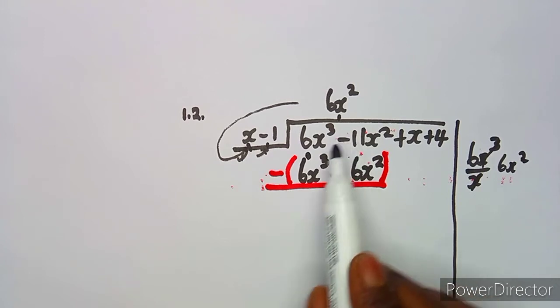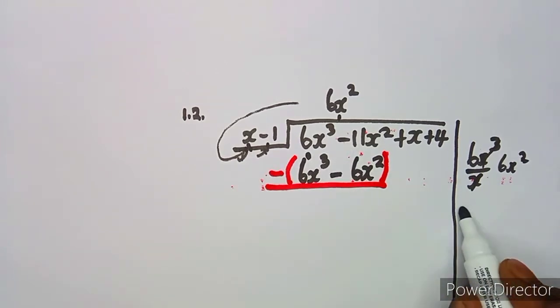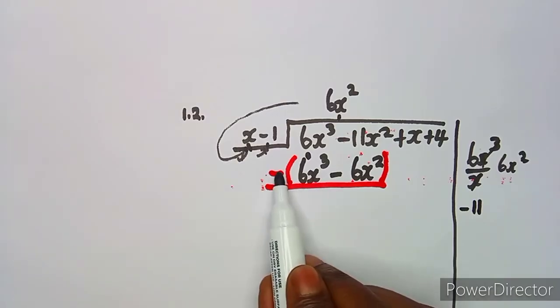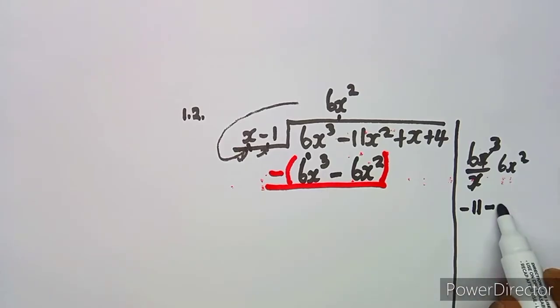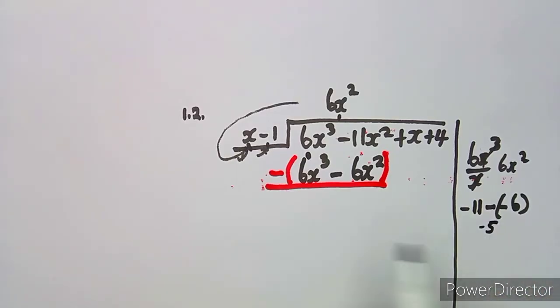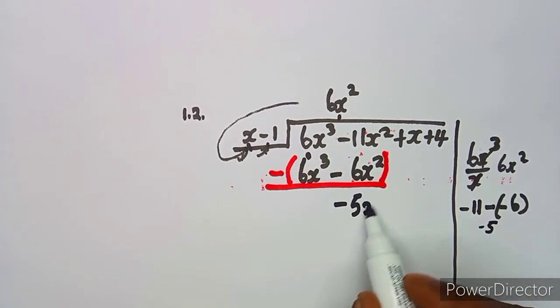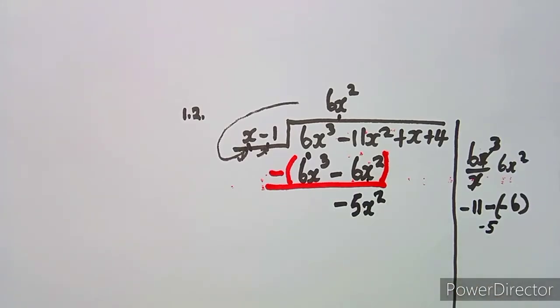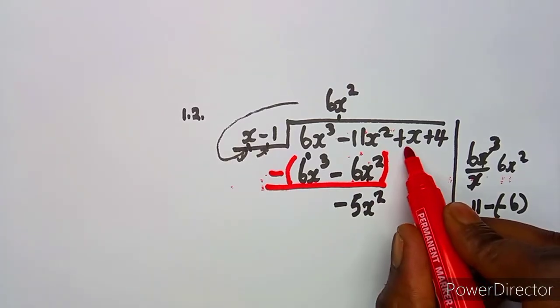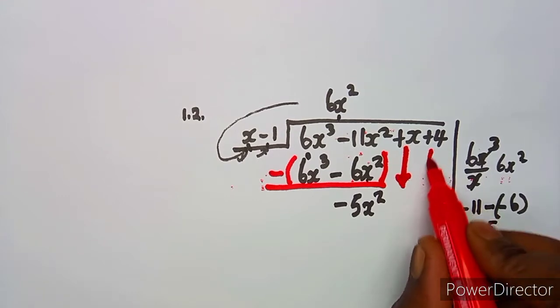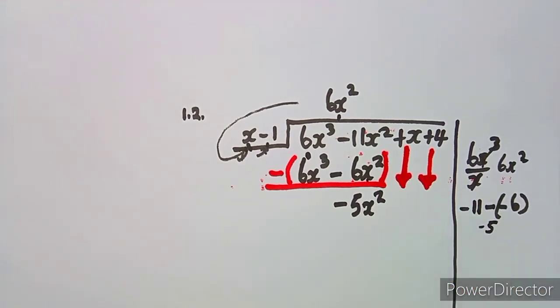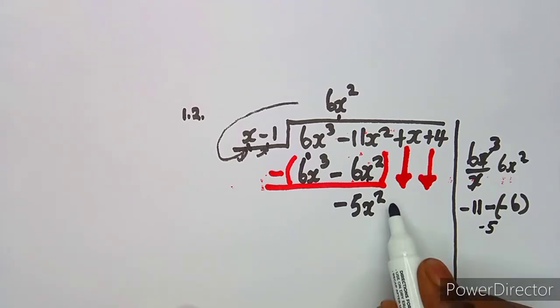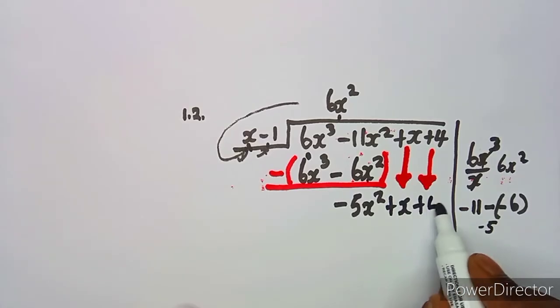And here we've got minus 11 minus 6. Take note, guys, it's minus 11, then minus 6. This is what you're supposed to do on your calculator, and this will give you a negative 5. So that means we are going to obtain negative 5x squared, because there's a squared there. After that you have to drop all the remaining terms, which are plus x and plus 4.